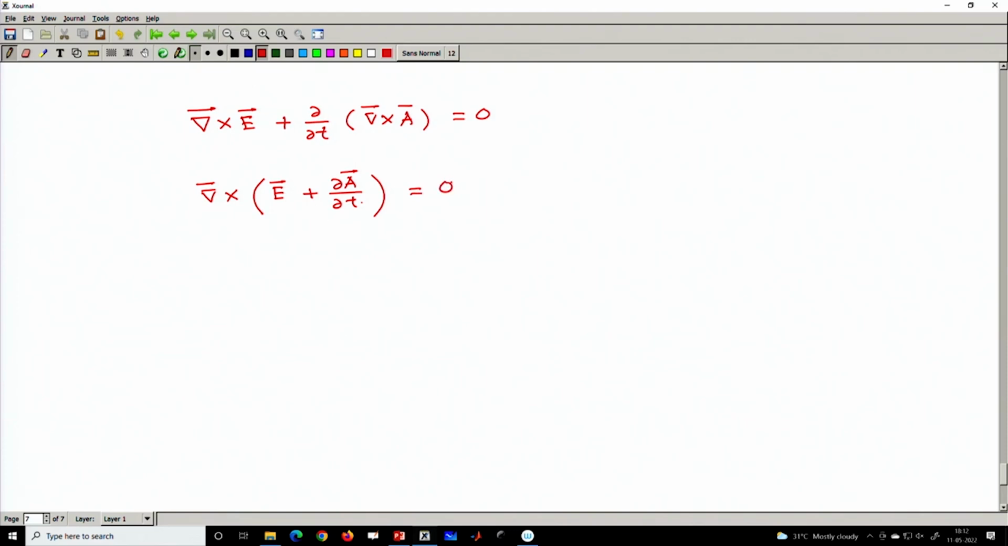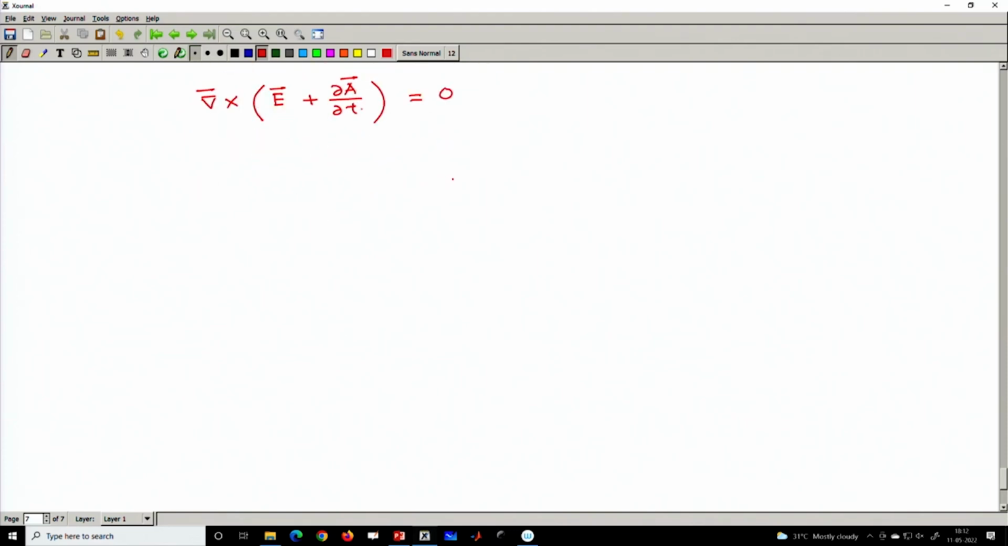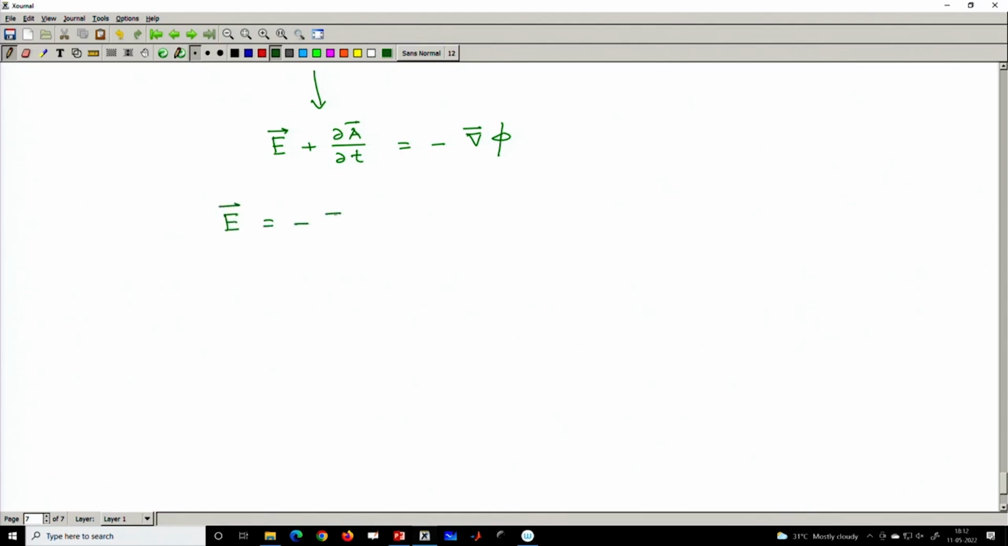Now, once we have the curl of some vector field equal to 0, we are in a position to write this vector field as the gradient of a scalar. I have phi here, where phi is a scalar quantity. So, my E is now minus gradient of phi minus del A del t.